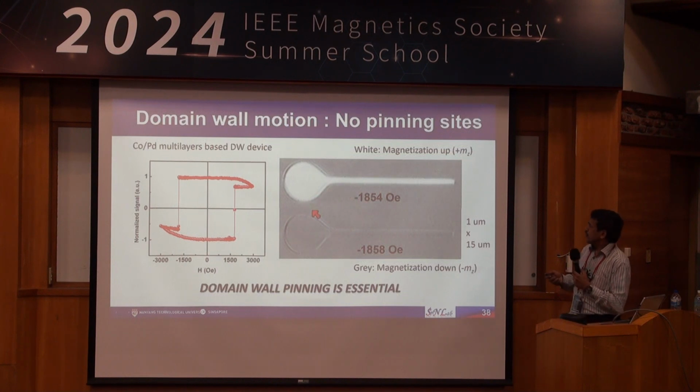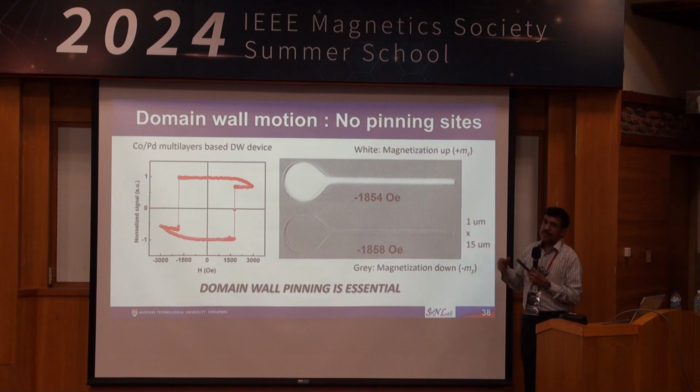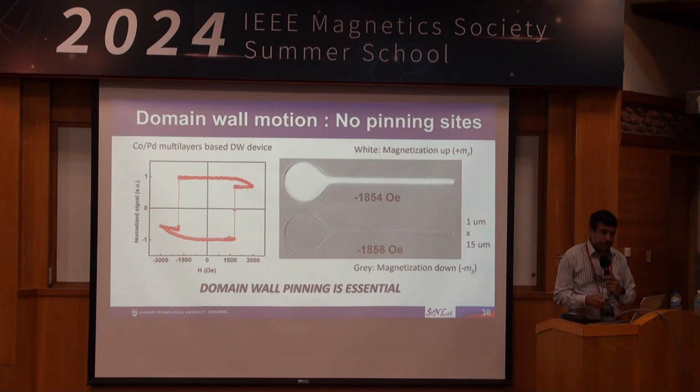As I mentioned, this can only give a 0 or 1 state. We want multiple resistance states. So to achieve multiple resistance states, we have to be able to control the domain wall motion precisely. So for that, we may need to pin the domain wall.